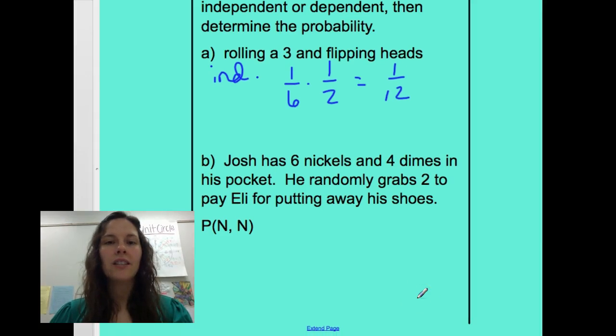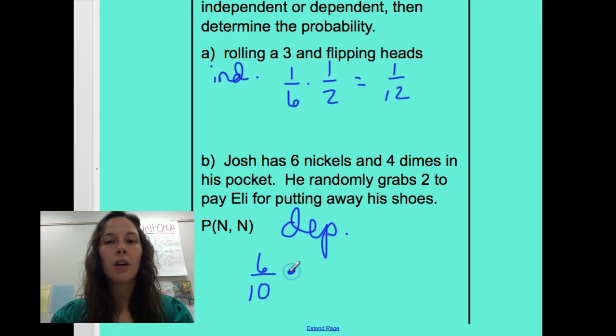Next, we're looking at my husband Josh, who has 6 nickels and 4 dimes in his pocket. Eli likes to pick up after my husband and charge him for his services. So Josh is going to randomly grab 2 coins to pay Eli for putting away his shoes. What's the probability he pulls out a nickel and then another nickel? Now these are dependent events because what happens on the first pull changes what's left in his pocket to grab for the second coin. So for the first pull, there are 6 nickels out of 10 total coins.